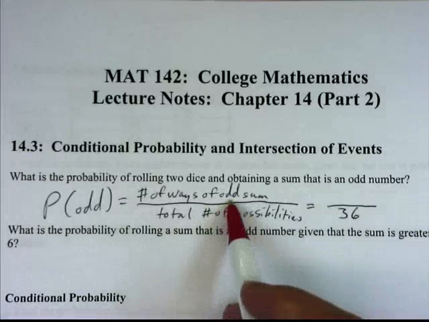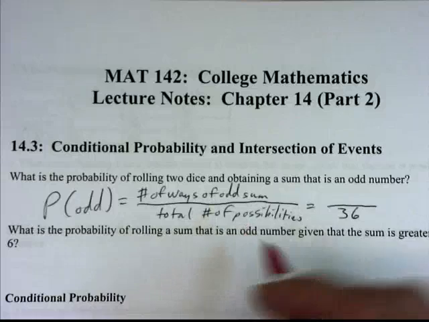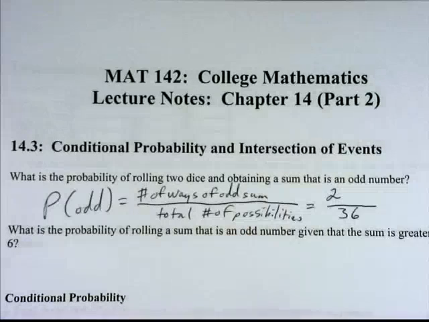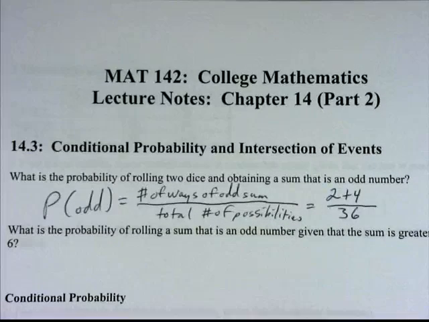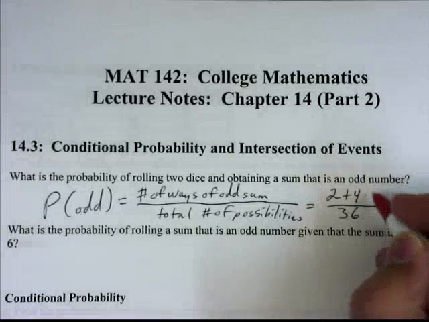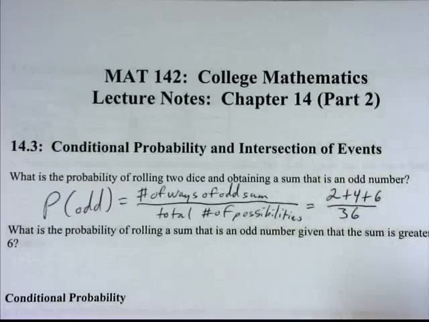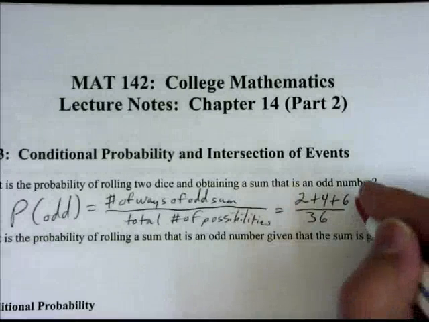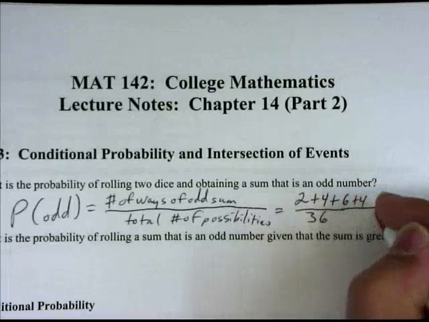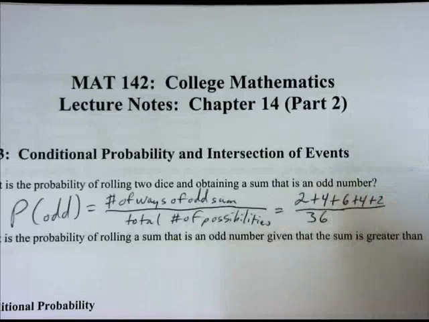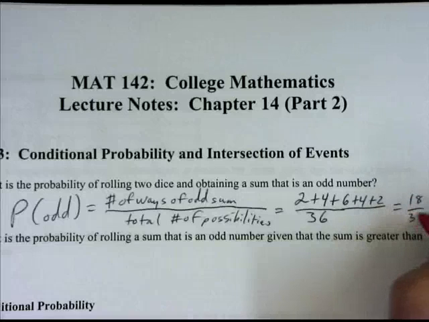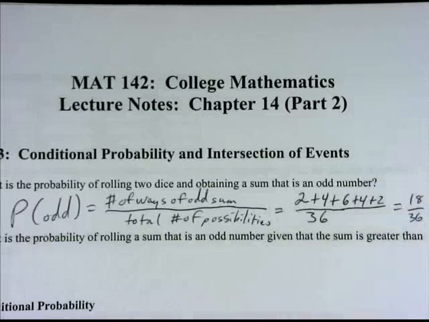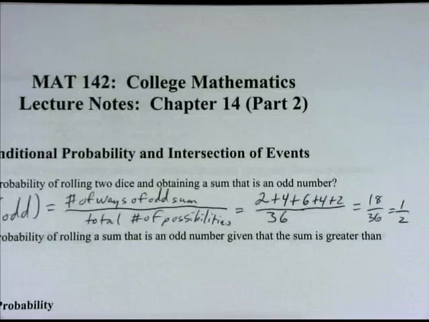Then if we look at the number of ways of rolling an odd sum, well, there are 2 ways to roll a 3. You could have a 1 and a 2 or a 2 and a 1. There are 4 ways of rolling a 5, and you can look at your printout as we go. There are 6 ways of rolling a 7. There are 4 ways of rolling a 9 and 2 ways of rolling an 11. So when you add all that up, you get 18 out of 36, or 1/2 the time. All righty?